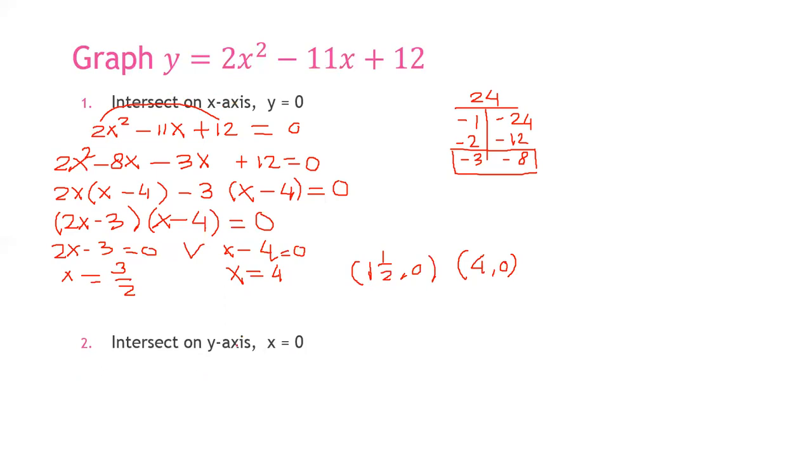All right. If x equals 0, it means this function is going to be y equals 2 times 0 squared minus 11 times 0 plus 12. It means y equals 12. And we have another coordinate point, 0, 12. Okay.